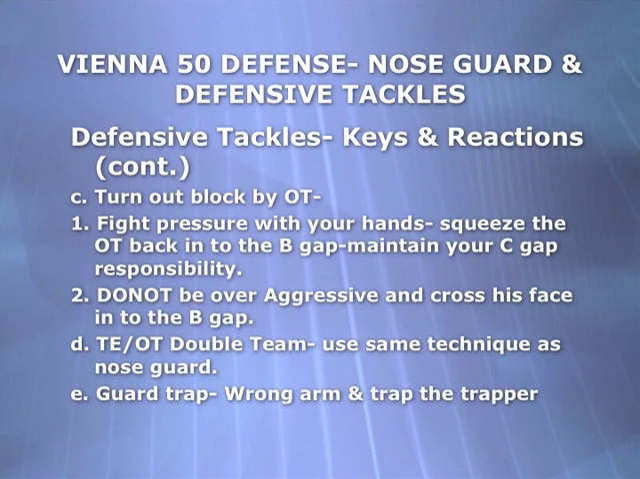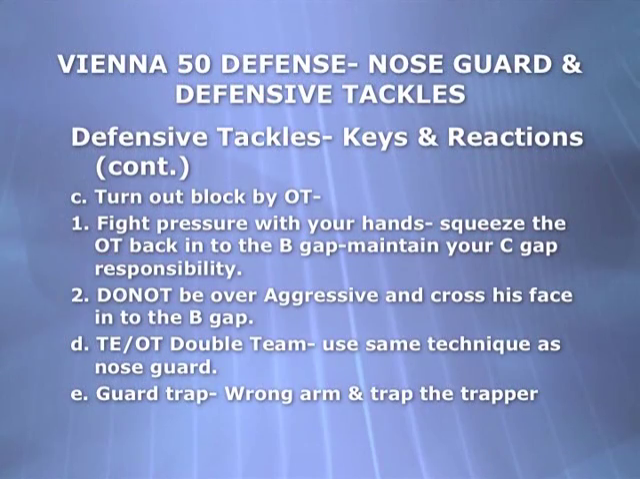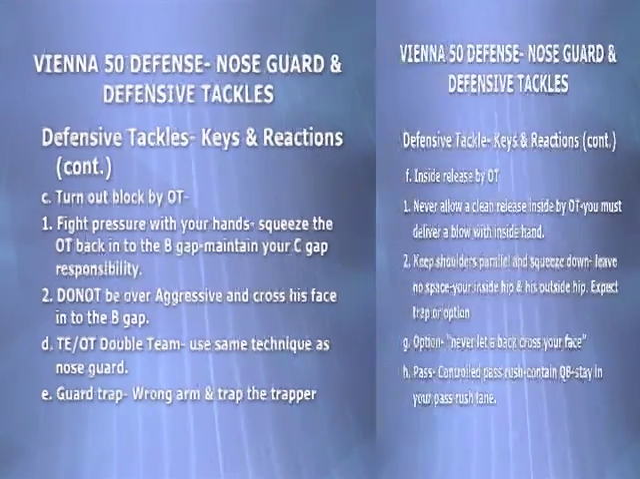If our defensive tackle gets a tight end, offensive tackle double team, we're going to use the same technique as the nose guard. Split it. If you can't split it, go down on a knee, pull the blocker down on you. Traps. Our D tackles know that the biggest thing that they really have to defend are traps, and we are going to wrong arm and trap the trapper.